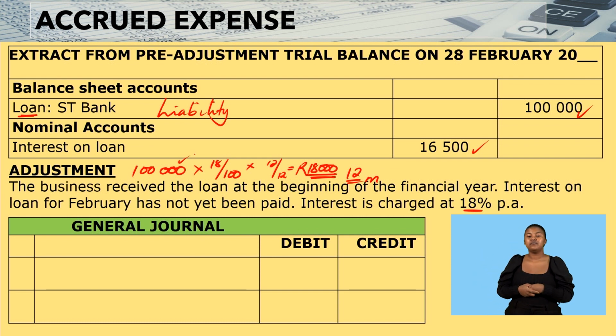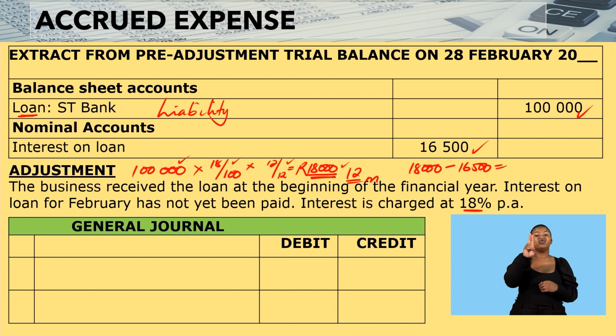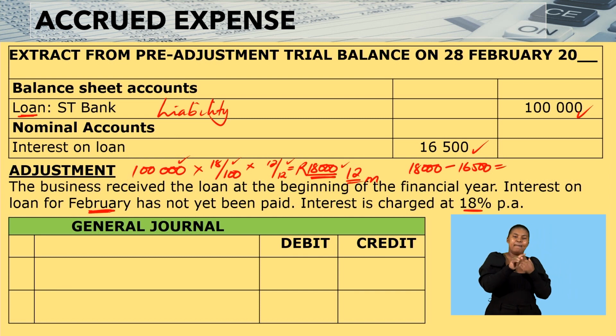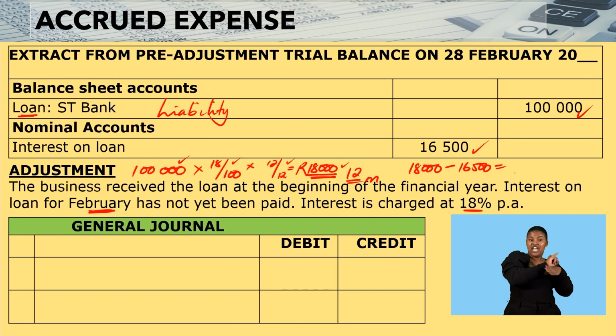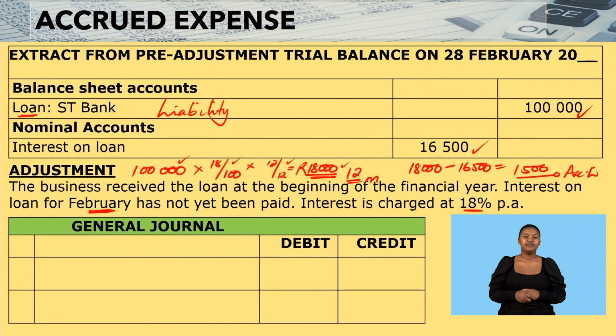You say the loan multiplied by the rate, multiplied by the time. It gives you the interest that we should have paid for this year, 18,000. However, of that 18,000, we have paid only 16,500. And we're told interest for February has not yet been paid. That means we're owing interest for 1 month, which is 1,500. This becomes now my accrued expense. I have interest that is owing for 1 month.